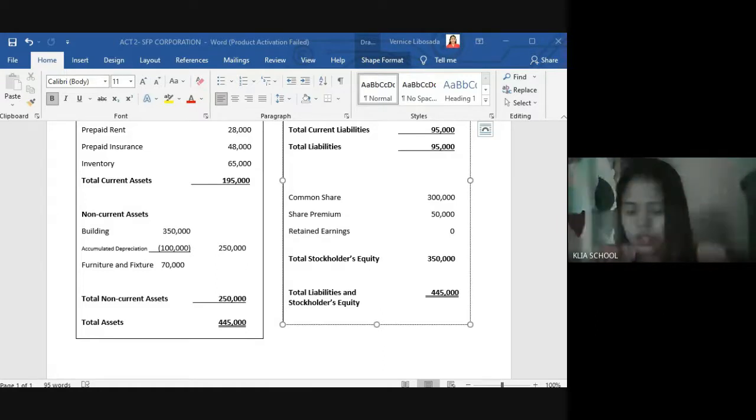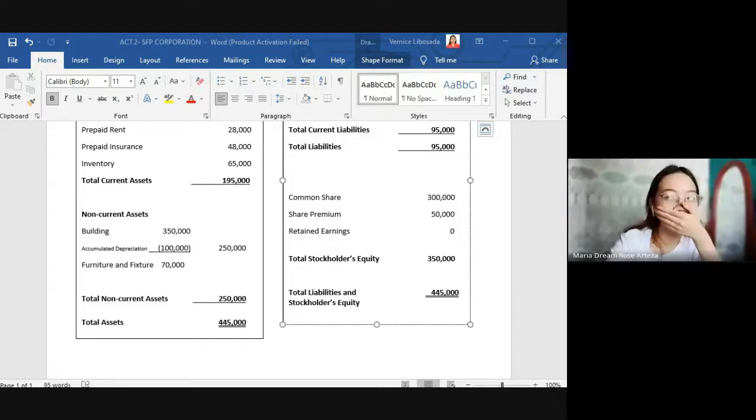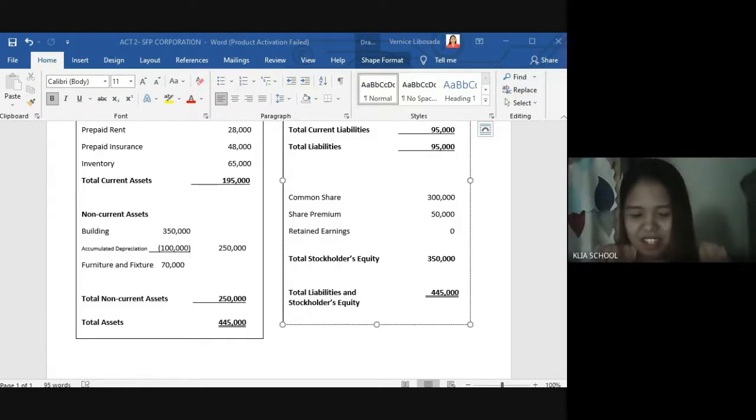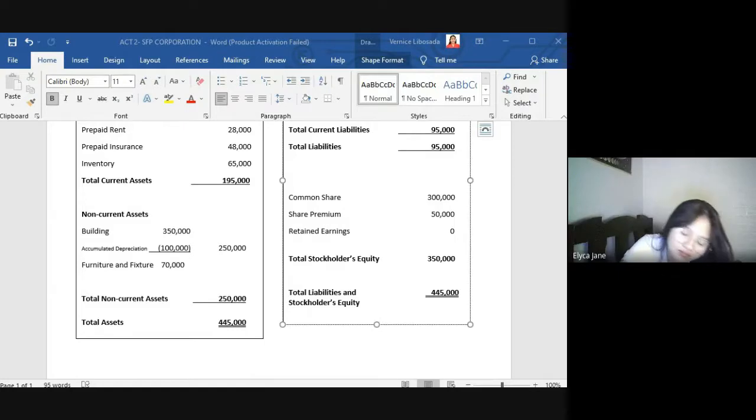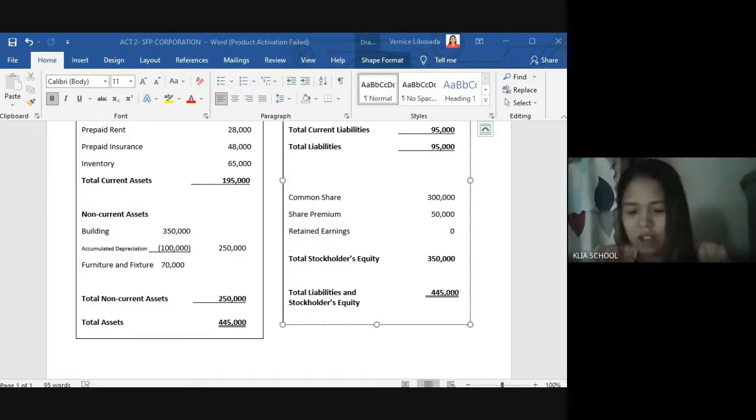Para i-record ko dito ay 25. Okay na po mga anak? Nabilang na ba? Okay. So let us start. Arteza? 25 po. Very good. Deborah? 25 po. Very good. Akuma?